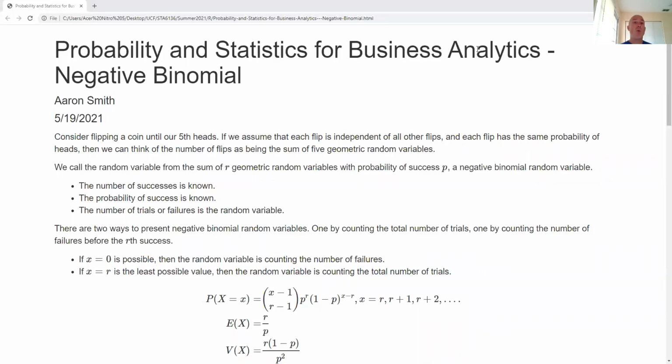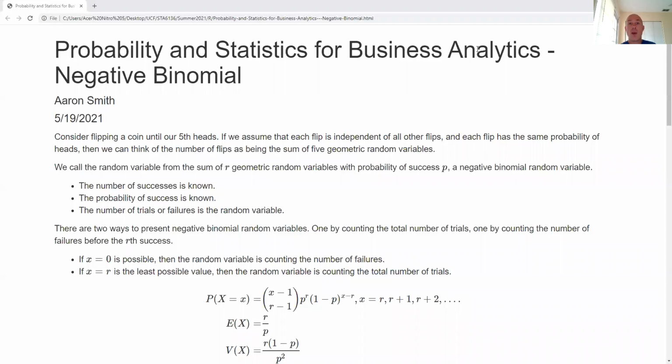Well, with a negative binomial, we're going to do the same thing. We're going to have trials until we get maybe our 5th result, maybe our 10th, our 20th, our 3rd, something like that. So imagine flipping a coin over and over and over until you get your 5th heads. We want to know about the probability distribution. We want to know about the expected value and the variance.